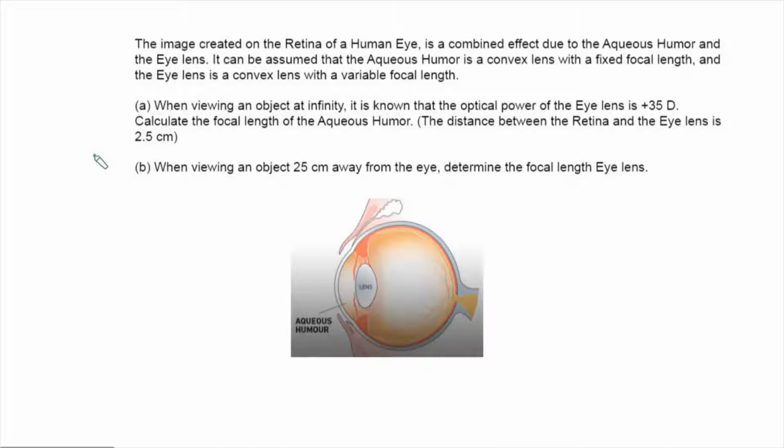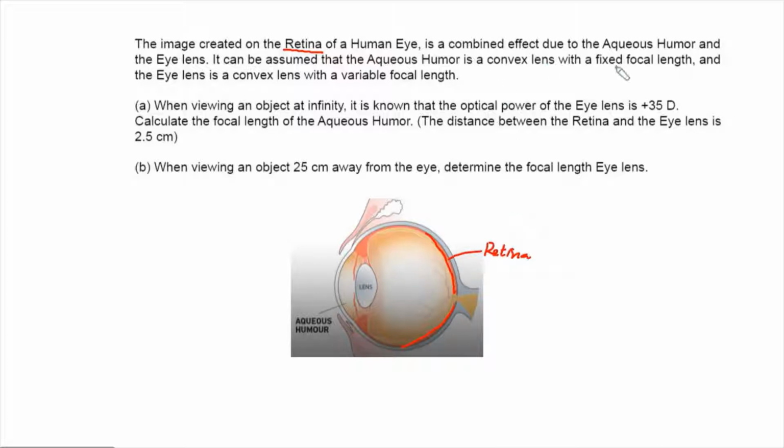So it says that the image on the retina of a human eye is a combined effect due to the aqueous humor and the eye lens. So it's talking about the human eye. The retina of a human eye is this part. It's at the back of the eye. That's what we call the retina. That's where the image is constructed.